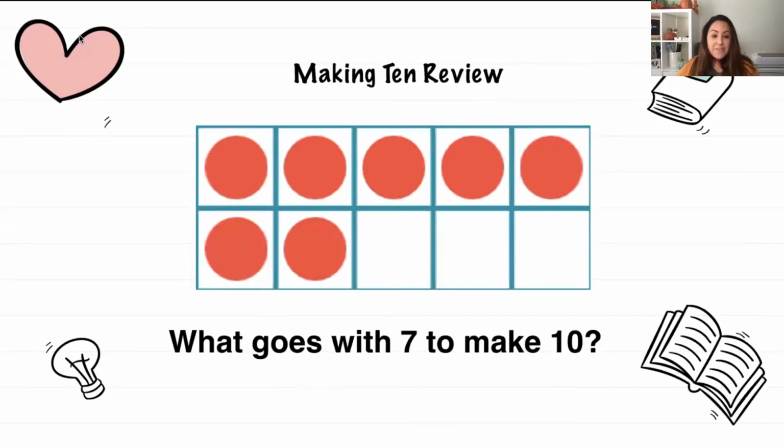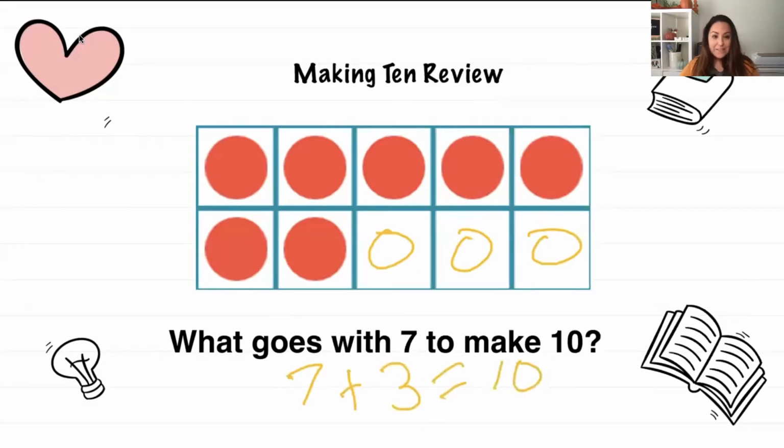Okay, let's go ahead and look at the other one. What goes with 7 to make 10? Well, you can see I have 7 dots, and how many more do I need to make 10? 1, 2, 3. So if I'm going to make a number sentence for that, I can write 7 plus 3 equals 10.